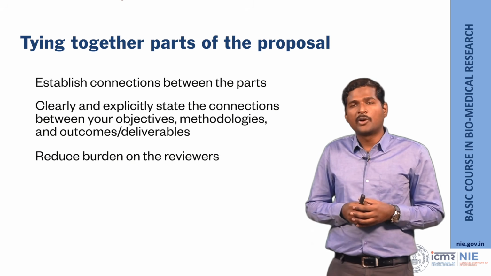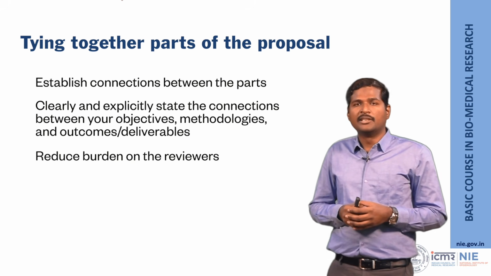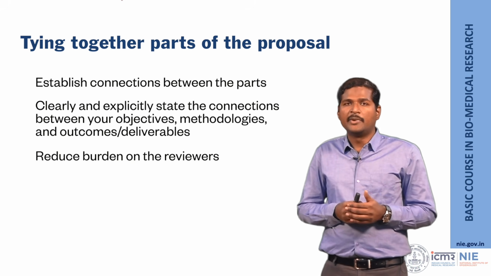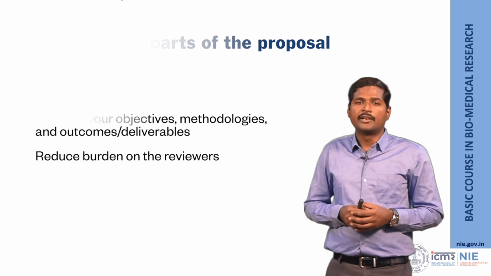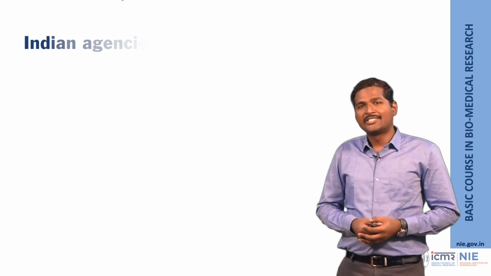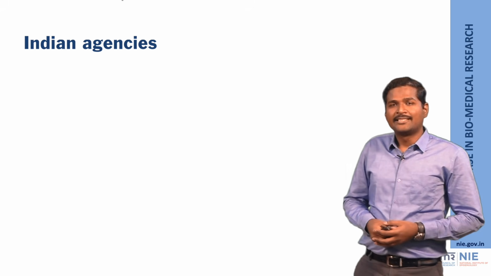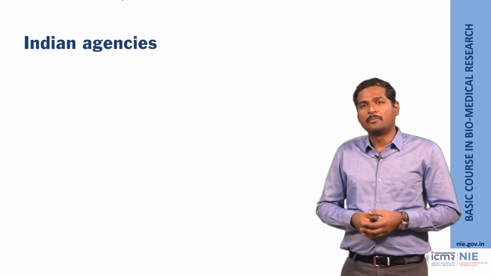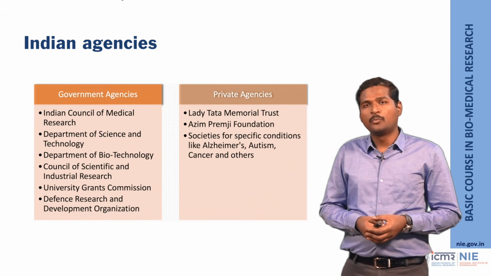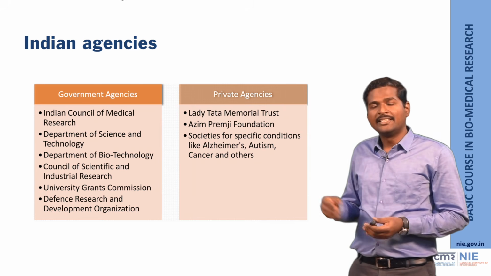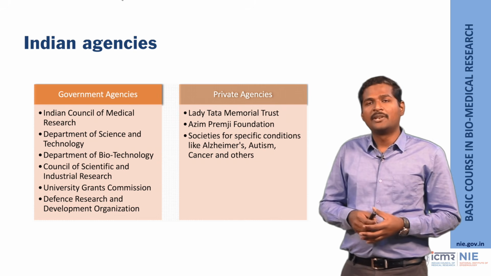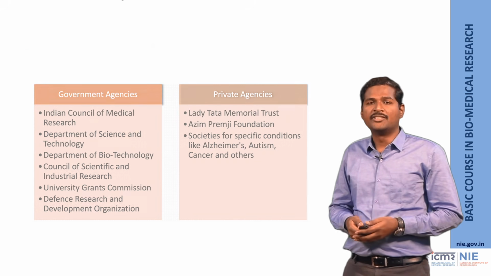This is the most important part of writing a proposal. Each part of the proposal should be connected to each other, and that is what I mean by tying together the different parts of the proposal. Let's talk about funding agencies. As I said previously, funding agencies can be of different types. The two main types are governmental agencies and private agencies. These are the list of some governmental agencies and some private agencies.